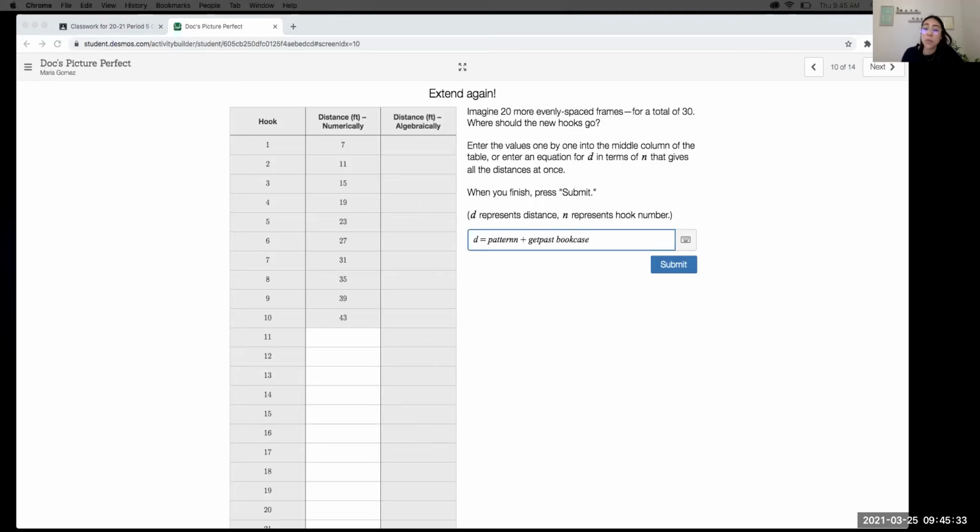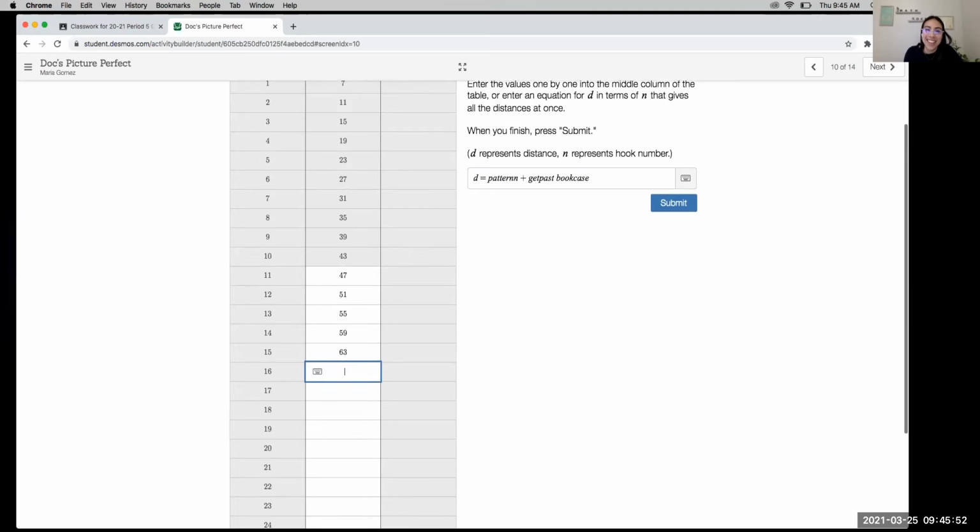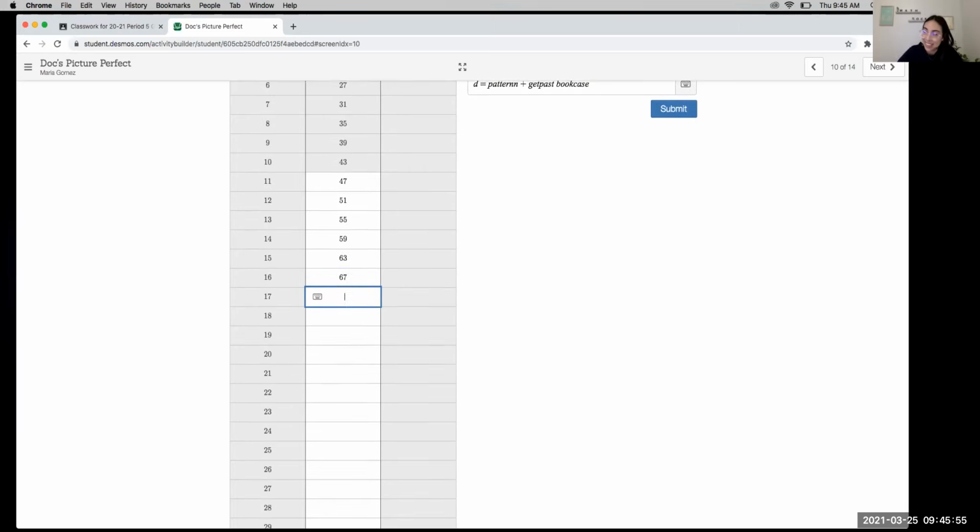Again, if you couldn't come up with the equation, that's totally fine. We could have just continued adding here. So 43 plus 4, that would be 47. 47 plus 4 is 51. 51 plus 4, 55. 59. 63. Once we start getting into the bigger numbers, it gets slower. 63, 67, 71, 75. But I also know that there's a pattern with these numbers, so I'll continue with that. 85.